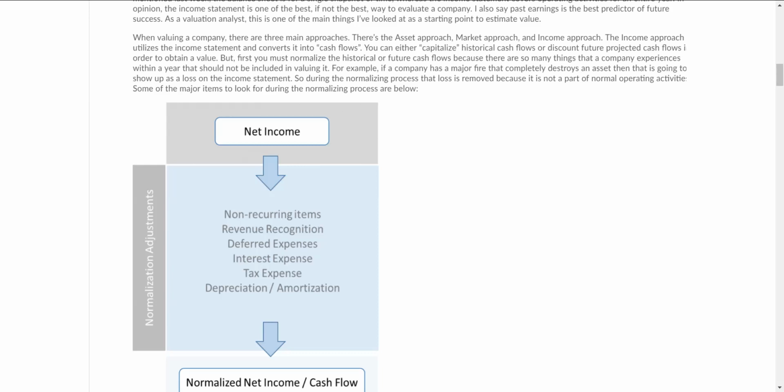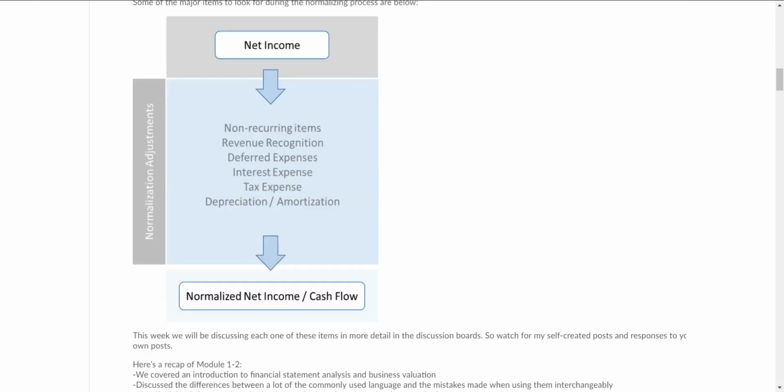These are all sorts of things that you want to adjust, you want to normalize, to put the company that you're looking at to value on a more comparable basis to all of the other companies that you're looking at to compare to. Because if you don't make these adjustments and you come up with some sort of wild undervaluation or overvaluation, that's not going to really be helpful to anybody, and you can't compare it to other companies and be confident in it.